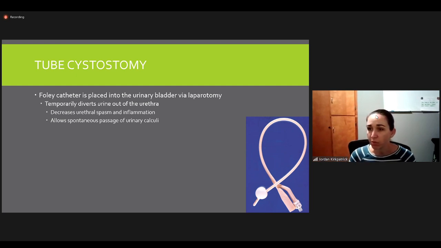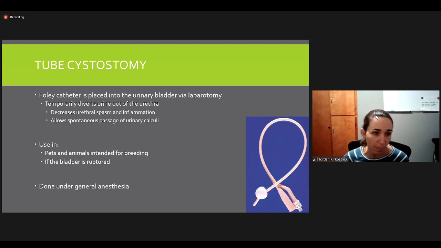Another benefit of butorphanol when we give it for sedation, sometimes I give it post-operatively as well, not only for pain, but it can also help decrease the urethral spasm. So butorphanol is a good medication to have on hand to help with the spontaneous passage of the calculi after surgery as well.